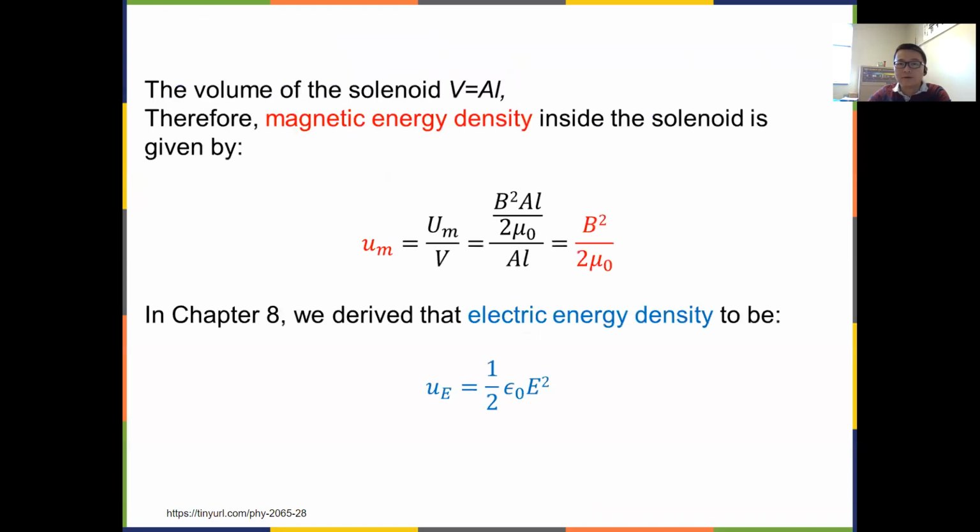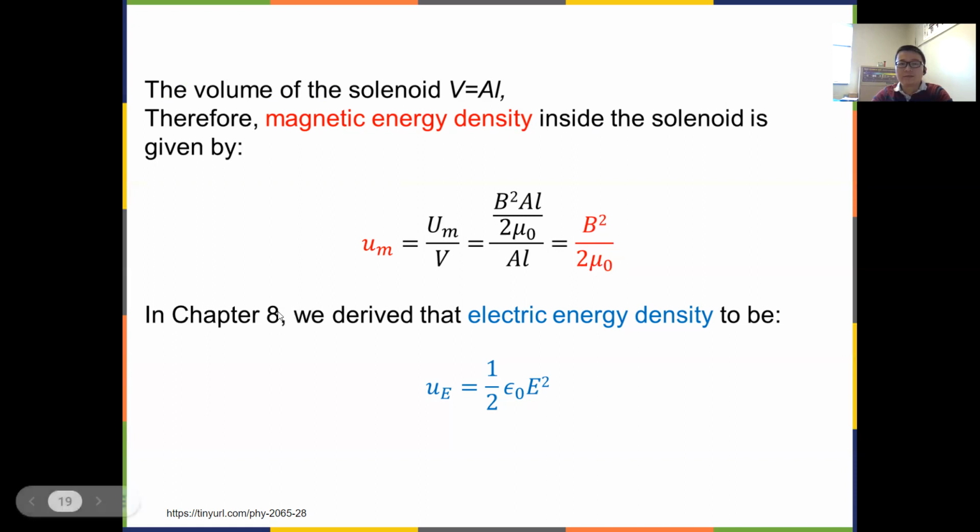Let's talk about the energy first before we look at the example. So we know in the solenoid you have this expression, from two slides ago, and A times L is the volume. If we divide the total energy by volume, we get the energy density. So lowercase u sub M, the energy density in the magnetic field, is equal to, A L cancels, just B squared over 2 mu naught.